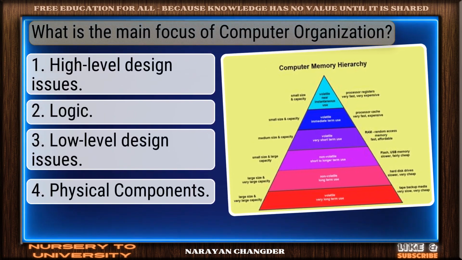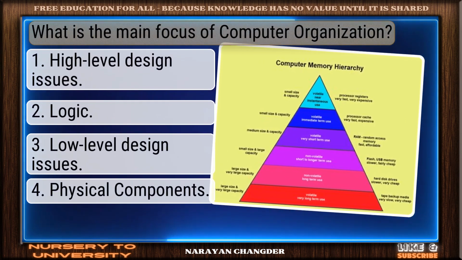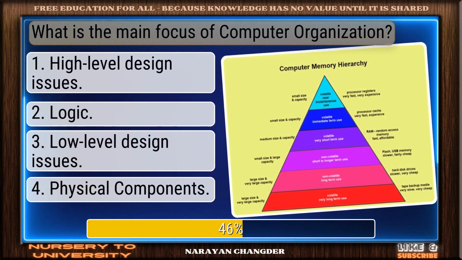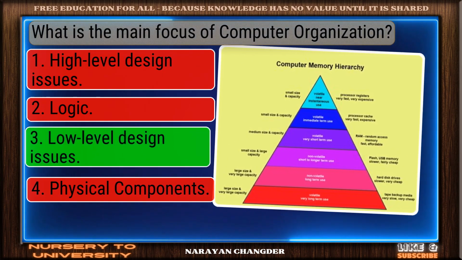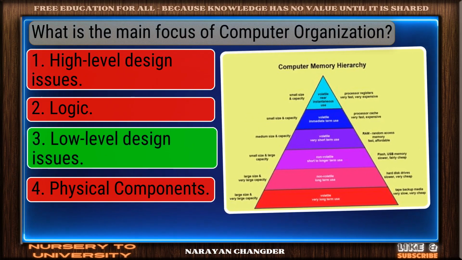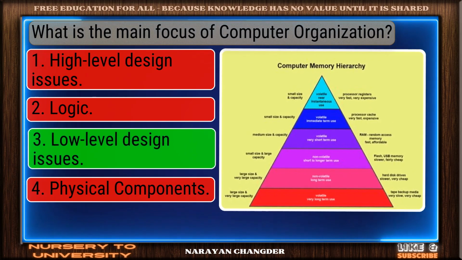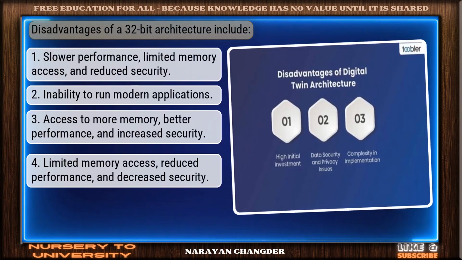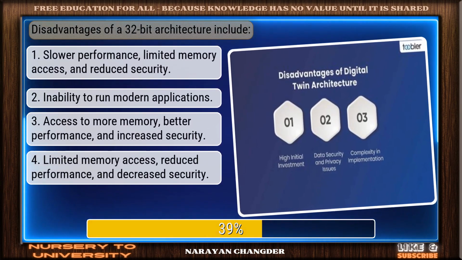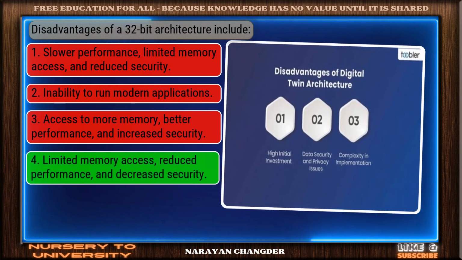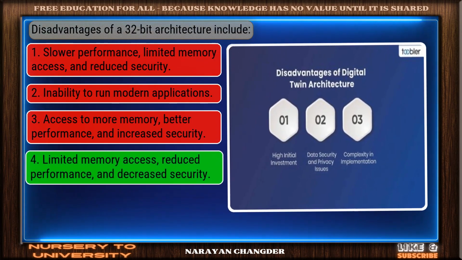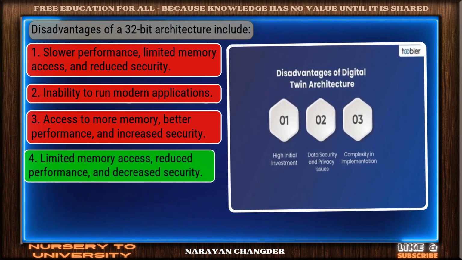Question number 15. What is the main focus of computer organization? Correct response. Low-level design issues is the most accurate answer. Question number 16. Disadvantages of a 32-bit architecture include: On track. Limited memory access, reduced performance, and decreased security is the correct answer.